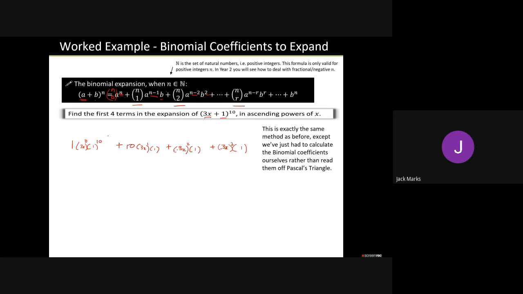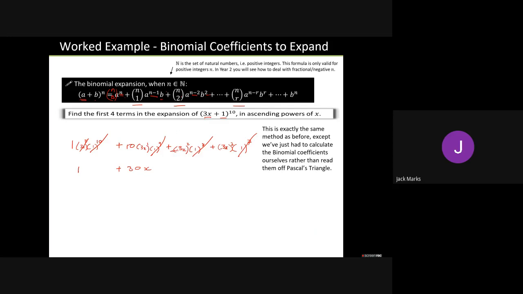Well, this will be 10, because it needs to add up to the power. So 1 plus what is 10? 9, 8, 7. This is all that you need to do. Lots of this will cancel out, notice. 1 to the power of 10 is 1. 1 to the power of 9 is 1. 1 to the power of 8 is 1. 1 to the power of 7 is 1. 3x to the power of 0 is 1. So the first thing is going to be 1, plus 30x.